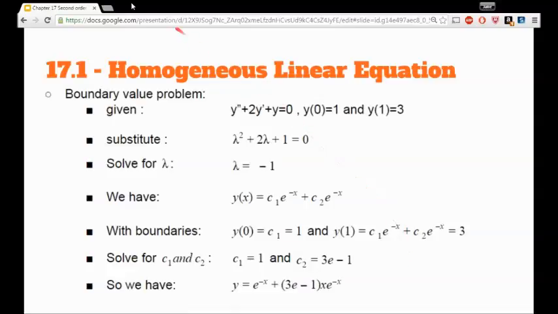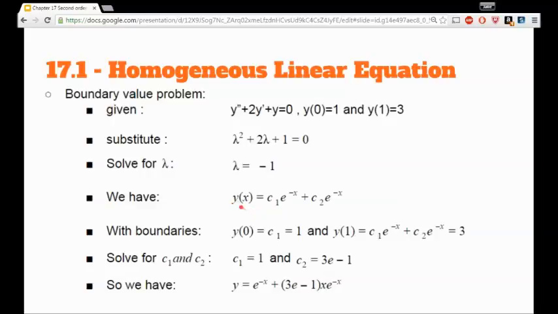Now let's look at a boundary value problem. So we're given an equation and boundary conditions where an initial value of x is equal to 1 and a final value is 3. We substitute in lambda for y, same as the other one, and we solve for lambda. In this case, lambda has only one solution, which means this is case 2.